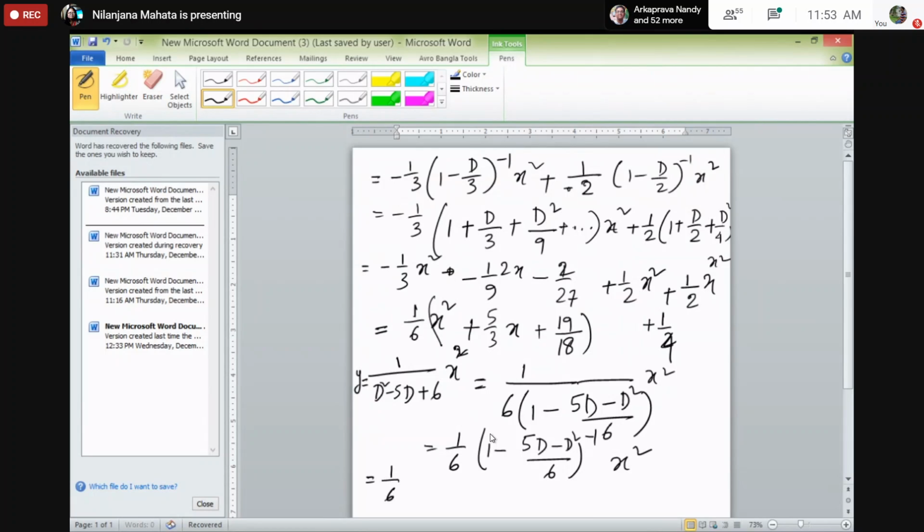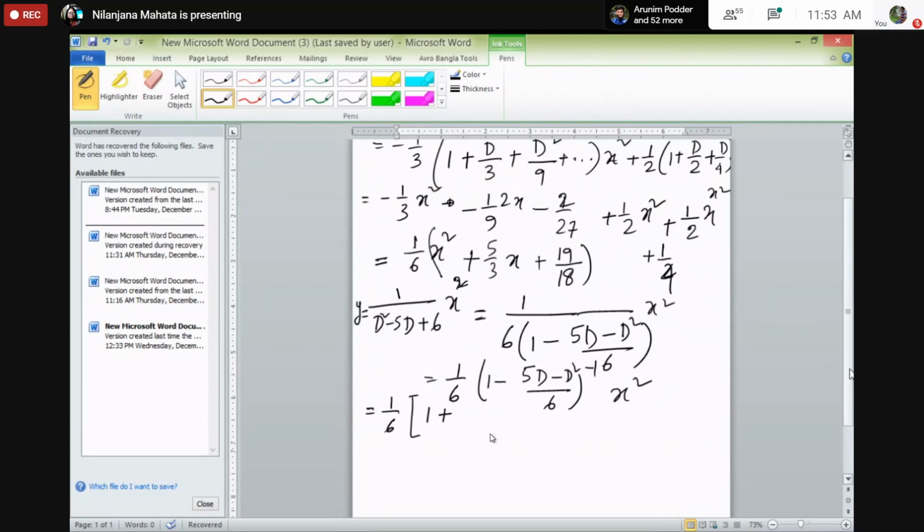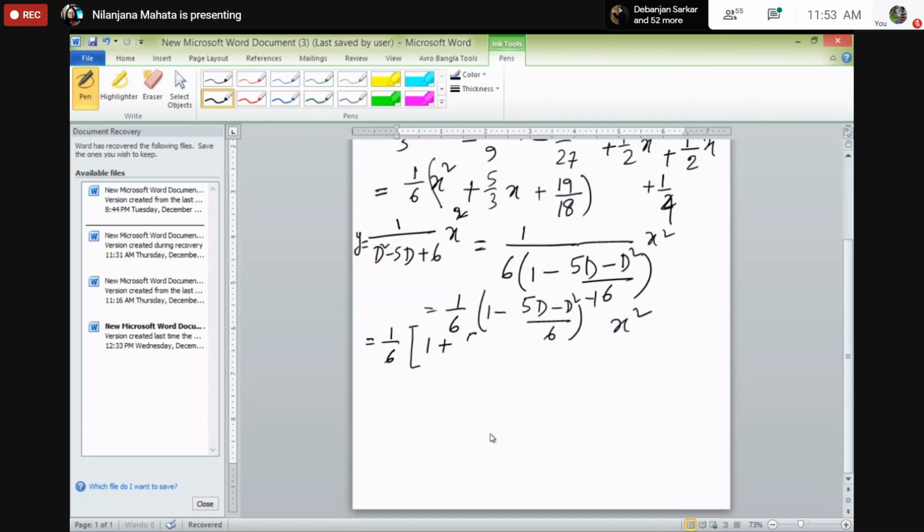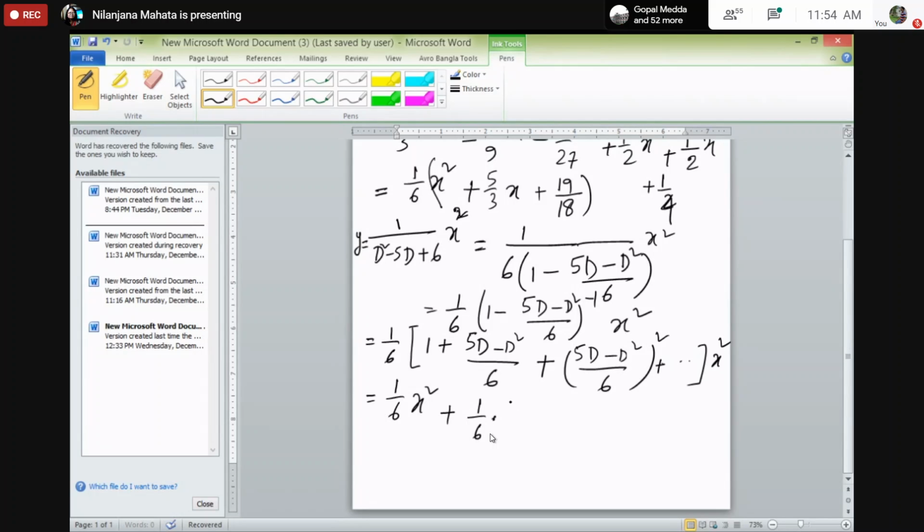Now that term will be 1 by 6. First term will be 1. Second term will be 5d minus d square by 6. The next term will be 5d minus d square by 6 square. So the first term will be 1 by 6 x square. The next term will be 5d operated on x square. So that will be 1 by 6 into 5 by 6 into 2x. Next term will be d square, so minus 1 by 36, 2.